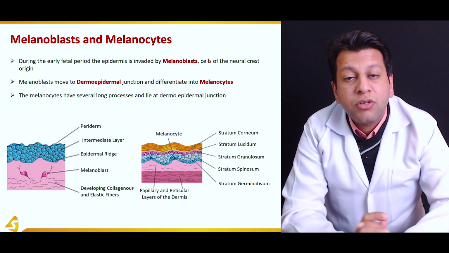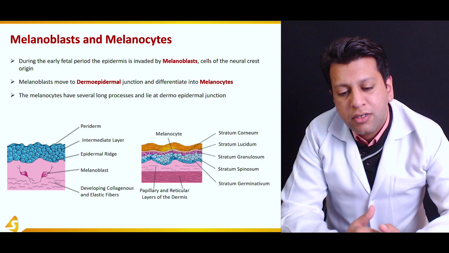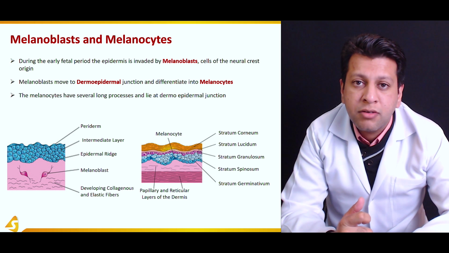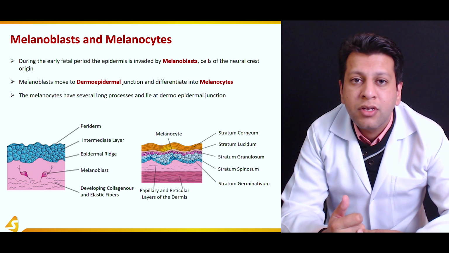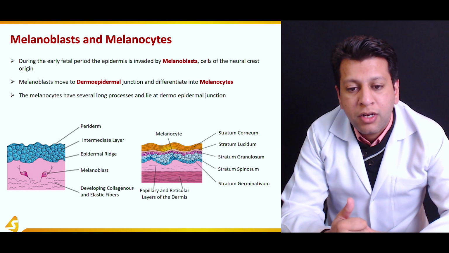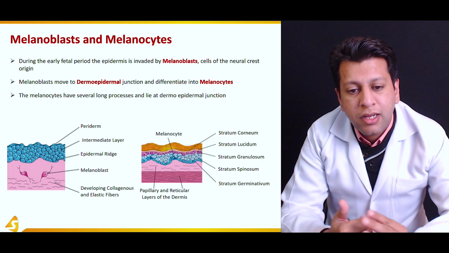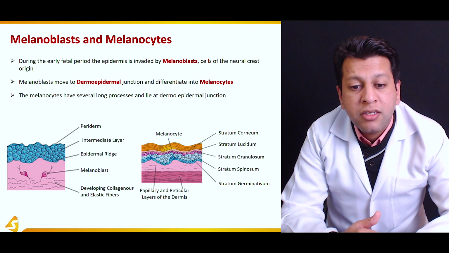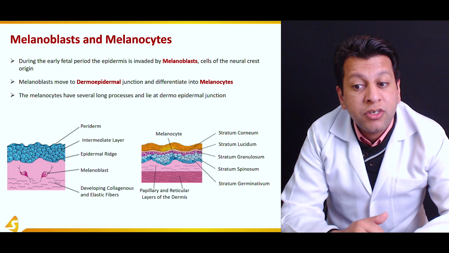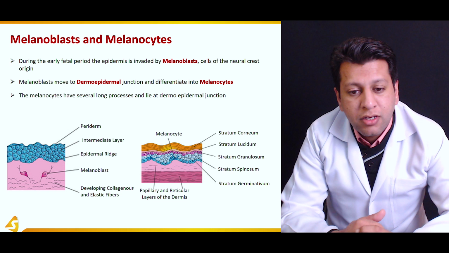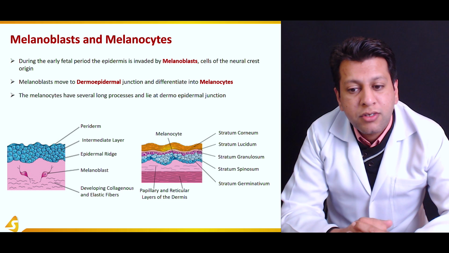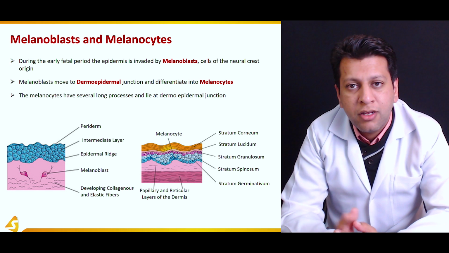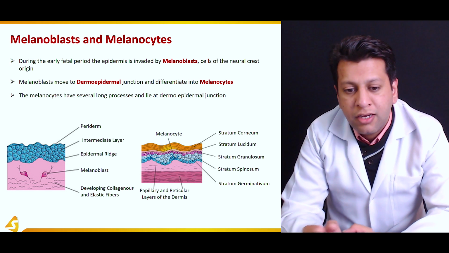Cells with neural crest origin. I have discussed in previous lectures what the derivatives of the neuroectoderm and the neural crest cells are, and they migrate from there and then start to rest at the dermo-epidermal junction. Melanoblasts move to the dermo-epidermal junction and differentiate into melanocytes. The melanocytes have several long processes and lie at the dermo-epidermal junction. I will be discussing the details in the next slide as well.